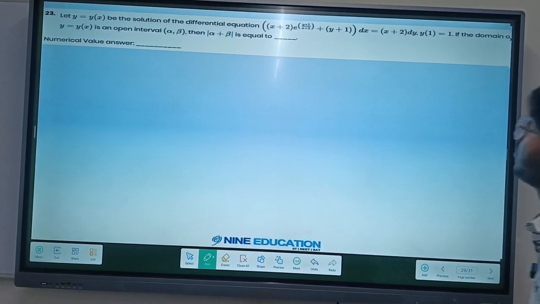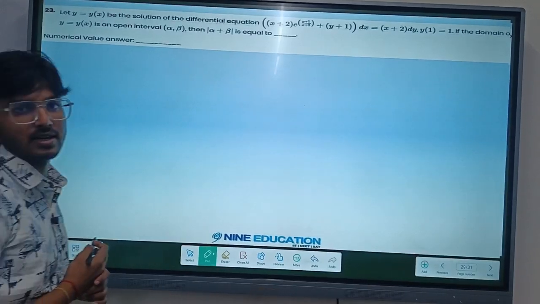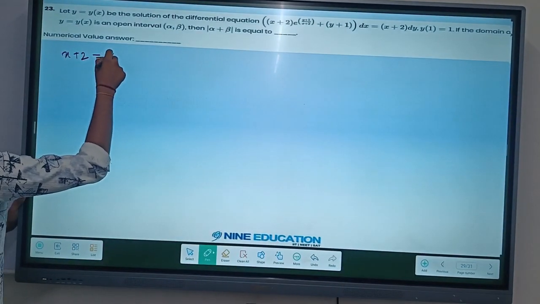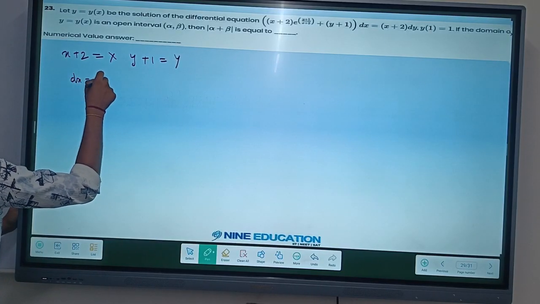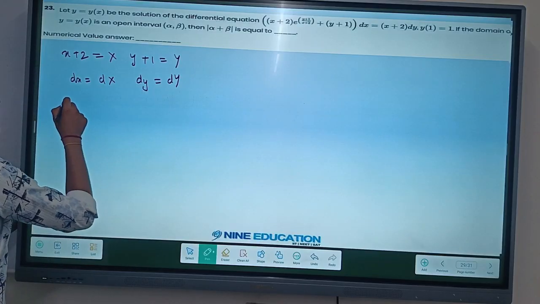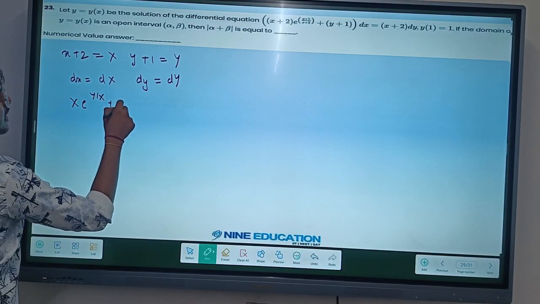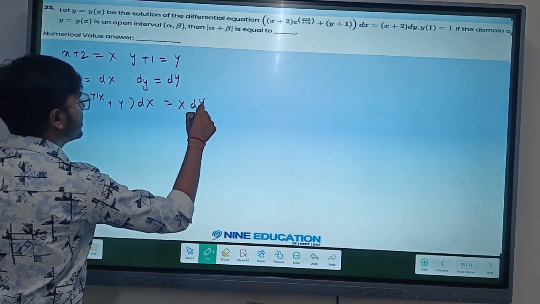Okay, next question based on differential equation. We can see x plus 2 and y plus 1 is there in the question too many times. So what will you do? X plus 2 as capital X, y plus 1 as capital Y. So d small x is d capital X and d small y would be d capital Y. So x e power y by x plus y into d capital X is equal to x capital dy.